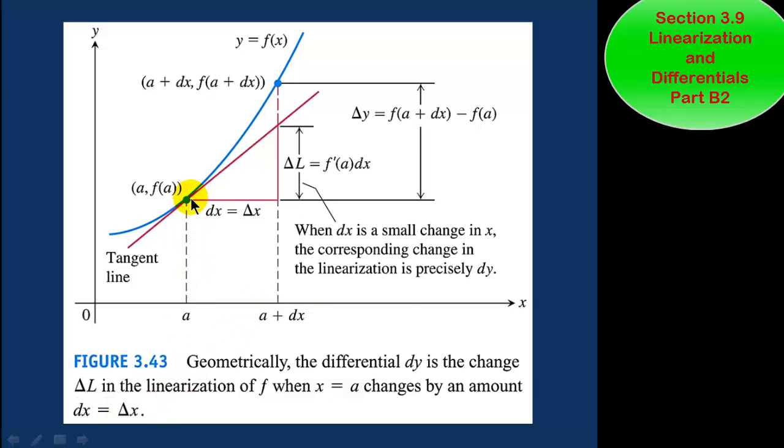Now, but what about delta y? Delta y would be the difference from here to here. So that's that amount. And dy would be the difference between this point and this point. That means it's the change in the linearization of f. So if dx is small, that means the change from this point to this point gets closer and closer to a, then that means that the linearization is very, very close to our curve.